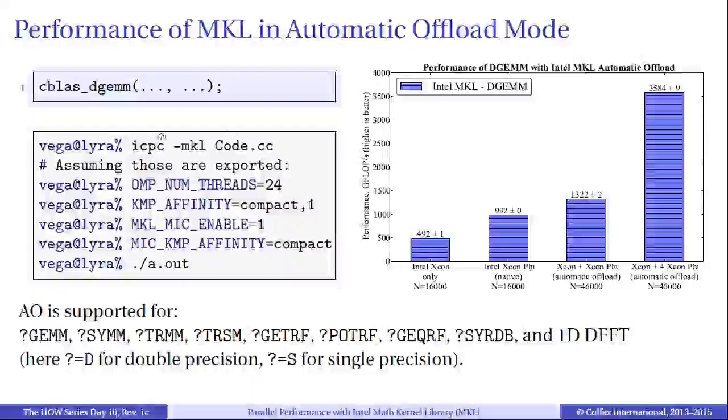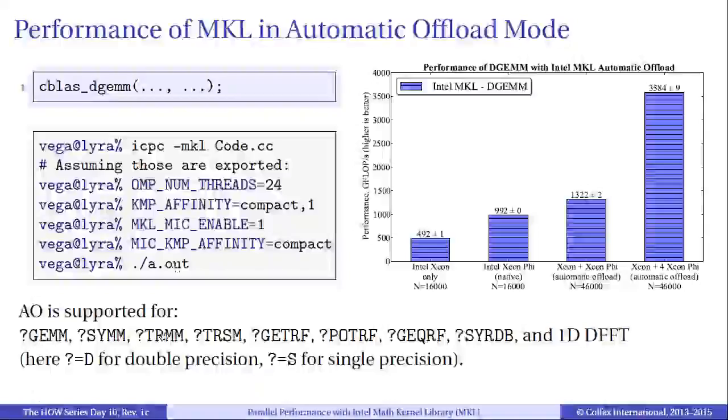I'm compiling it just like that. And you can see that I'm doing a little bit of tuning. I'm setting the number of threads for my run. I'm setting affinity of threads, and I'm setting affinity of threads on Xeon Phi. And I'm also setting MKL_MIC_ENABLE to enable automatic offload. So when I run, the application will automatically detect coprocessors and run there.